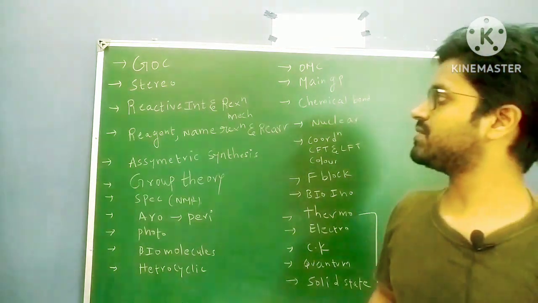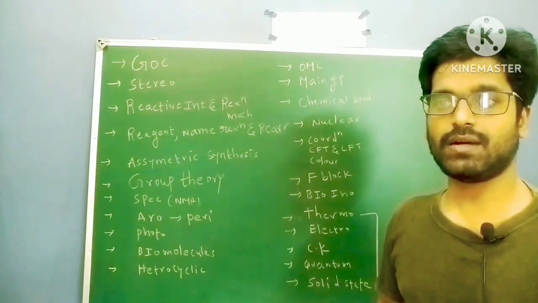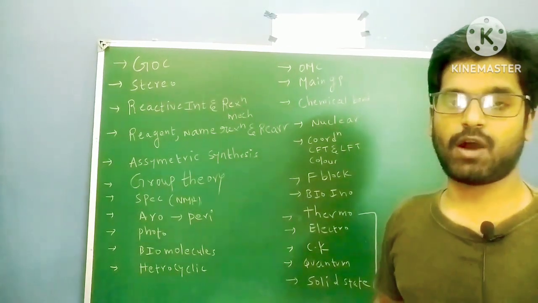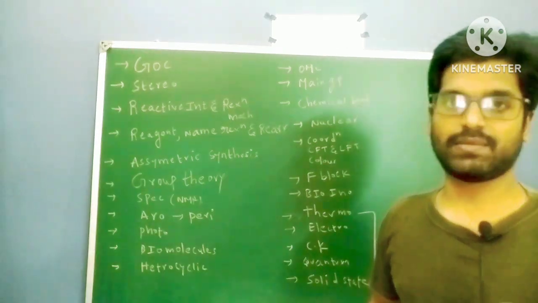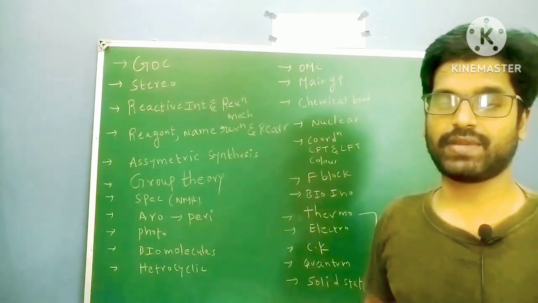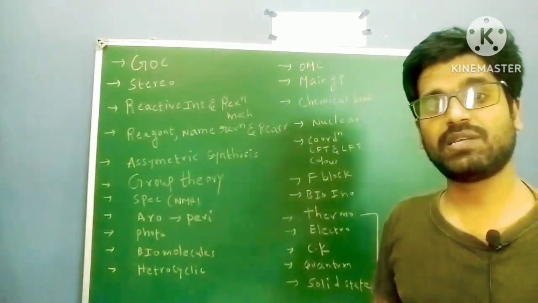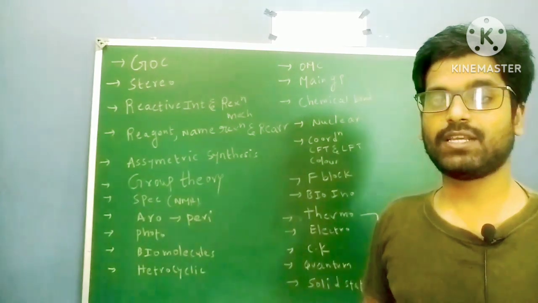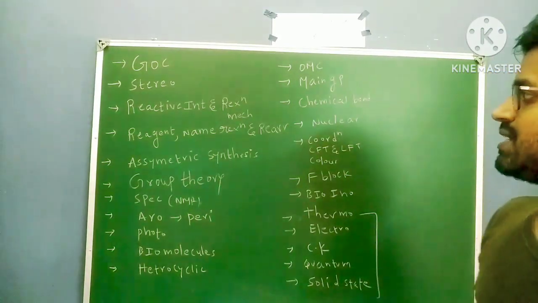Okay, reactive intermediates. In reactive intermediates, you have to focus on Hofmann rearrangement, Schmidt rearrangement, Lossen rearrangement, and Curtius rearrangement. These 4 rearrangements are very important. And among reactive intermediates, carbocation, carbanion, free radical, especially benzyne intermediate. Then definitely you can expect one question on benzyne intermediate. Focus on that. Next, reaction mechanism.